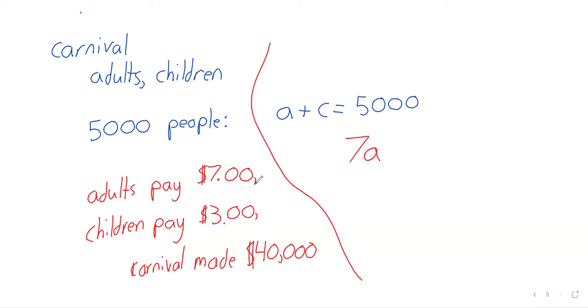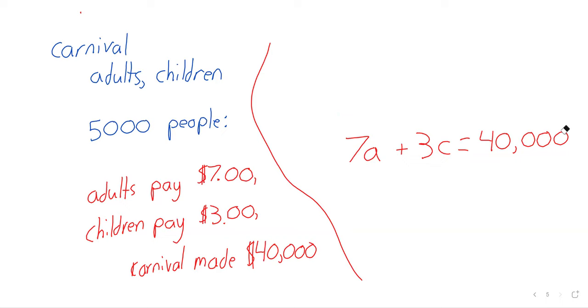The amount of money the carnival made from adults is 7 times the number of adults, and the amount of money it makes from children is 3 times the number of children, and the total amount it made is $40,000. So this situation has given us two linear equations, both of which have to be true. Let me copy this over so that our A's and our C's are vertically above each other.